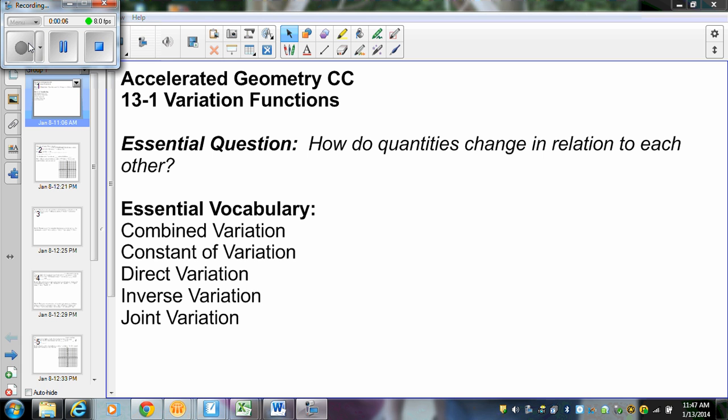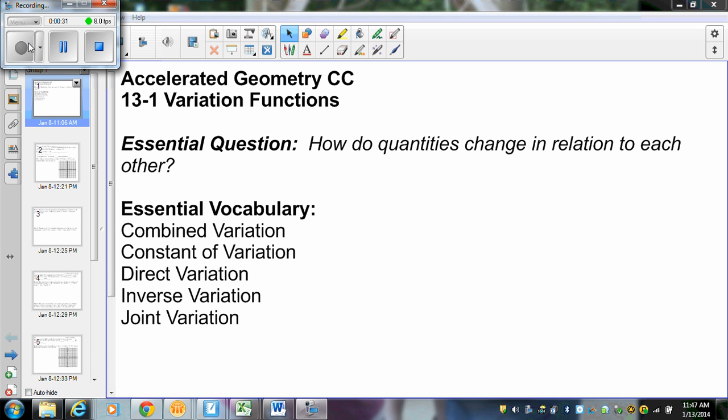This is the video for section 3.1 in accelerated geometry, which is on variation functions, and we're actually going to be talking about four different kinds of variation in today's lesson. So the essential question for today is, how do quantities change in relation to each other? As one thing changes, how does that affect the other things?